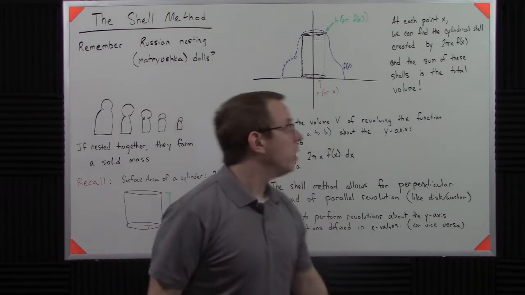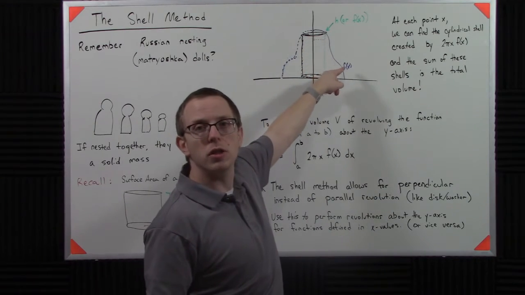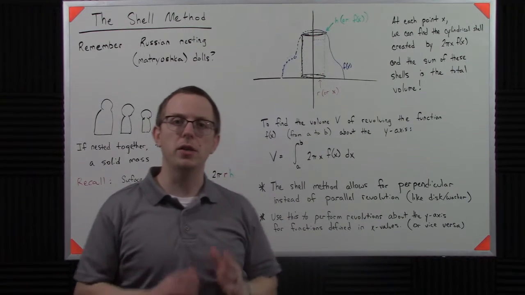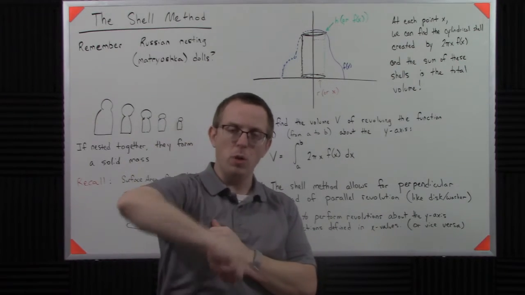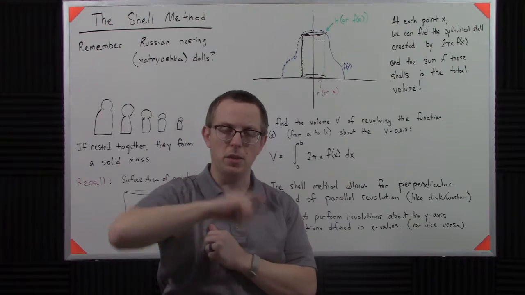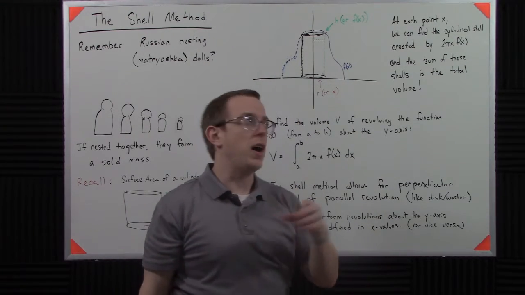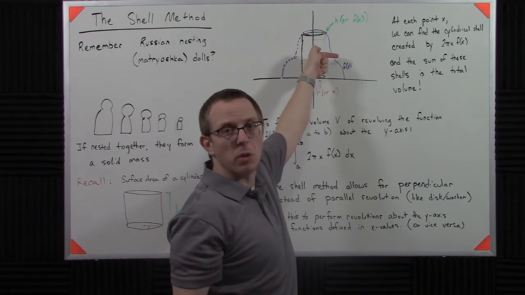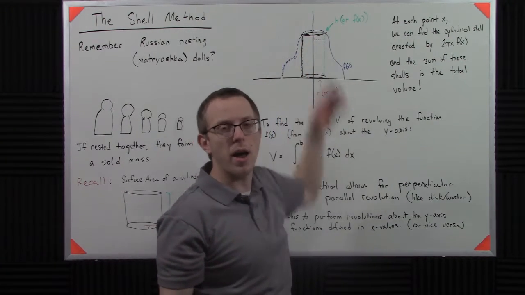So what we're going to do here is we're going to look at a function. We're going to say, okay, I've got a function, this blue line here, function f of x. Now in the washer method, or the disk method, we would rotate that around the x-axis because it's defined in terms of x. And if it was defined in terms of y, and sometimes we had to determine a function that was defined in terms of y, we could rotate it about the y-axis.